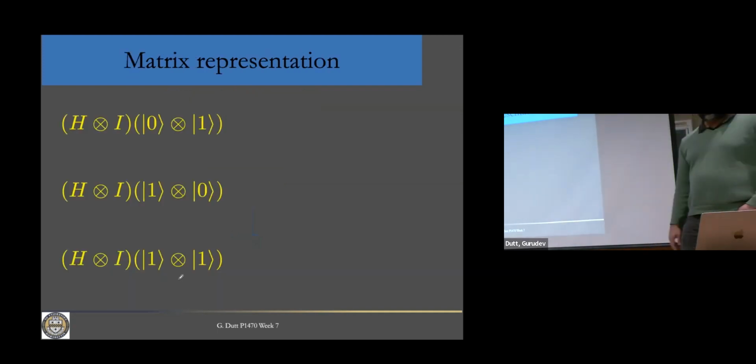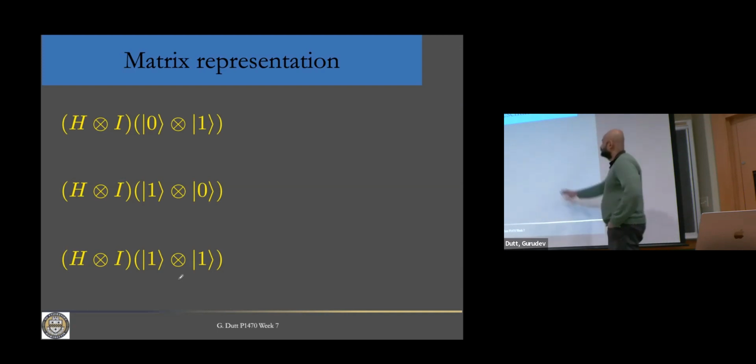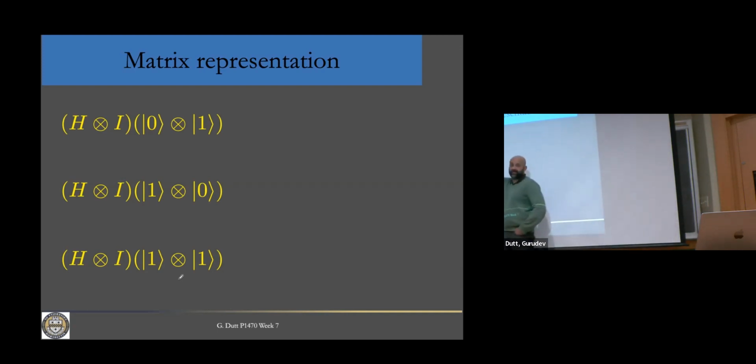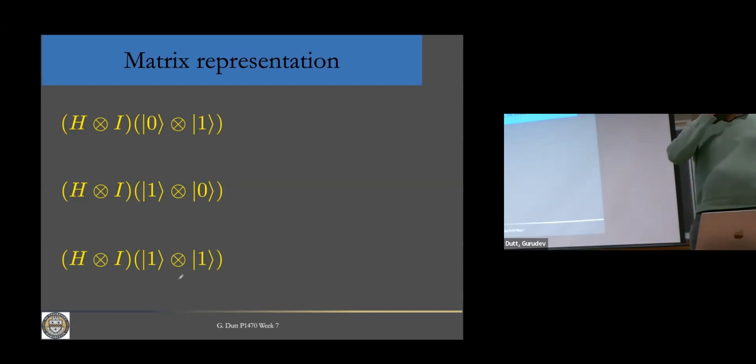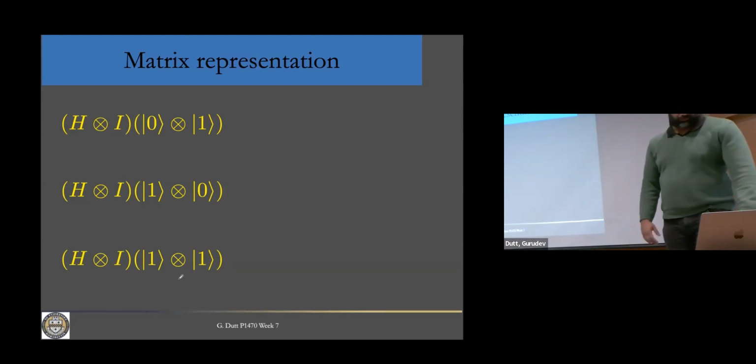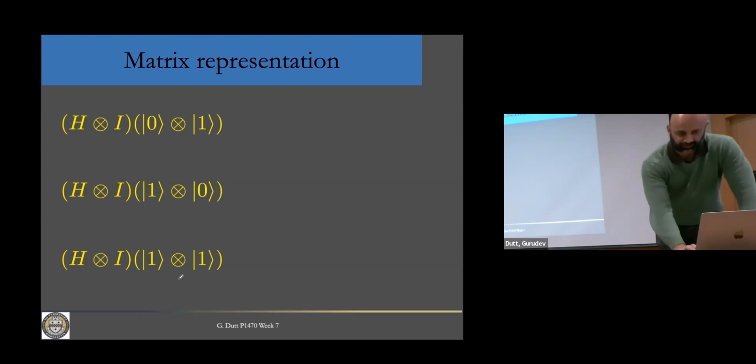I'll finish up the matrix representation of H cross I. Basically, what we have to do is work out what H cross I does to 0 1, 1 0, and 1 1, and then we'll put it all together to make that circuit. Okay, I'm going to stop here. Any other questions? I'm glad to answer.